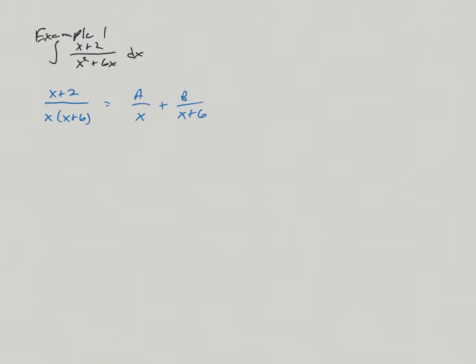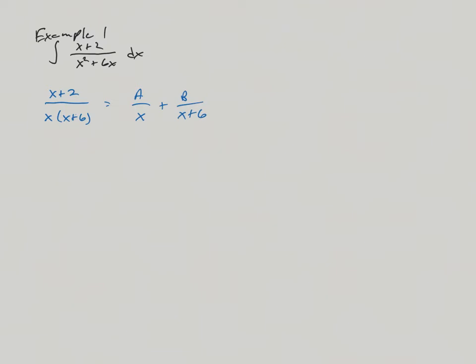In this case, I want to find the integral of (x + 2)/(x² + 6x). The first thing I notice is that the denominator factors as x times (x + 6). So I have (x + 2)/(x(x + 6)), and my partial fraction decomposition will be A/x + B/(x + 6). And now we need to identify the values of A and B.